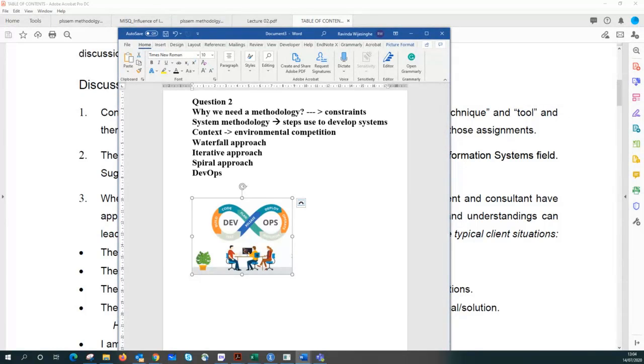So DevOps is a kind of philosophy. DevOps brings the development teams together with the operational teams in order to streamline the delivery and the support. That is what we mean by DevOps, development and operations.